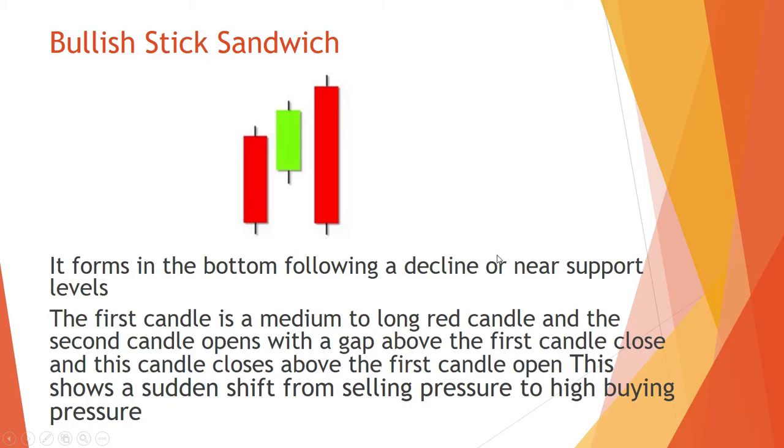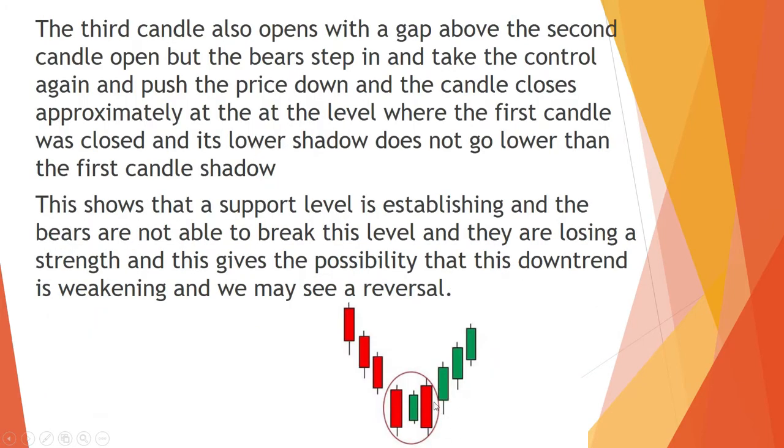Bullish stick sandwich. It forms in the bottom following a decline or near support levels. The first candle is a medium to long red candle, and the second candle opens with a gap above the first candle close, and this candle closes above the first candle. This shows that there is a sudden shift from selling pressure to buying pressure. The third candle, which is the red one, also opens with a gap above the second candle. So there is also a gap here above the second candle.